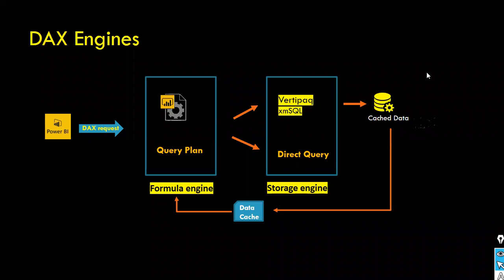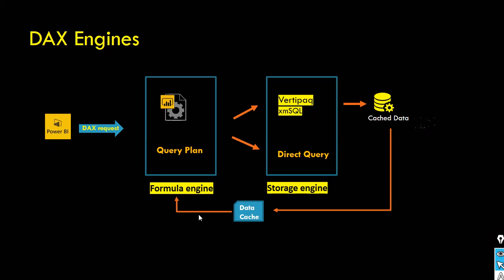And then, for your DAX query, whatever output is required, it goes and does the lookup in that in-memory data, the columnar database which got cached in memory. That data will then be returned back to your formula engine.